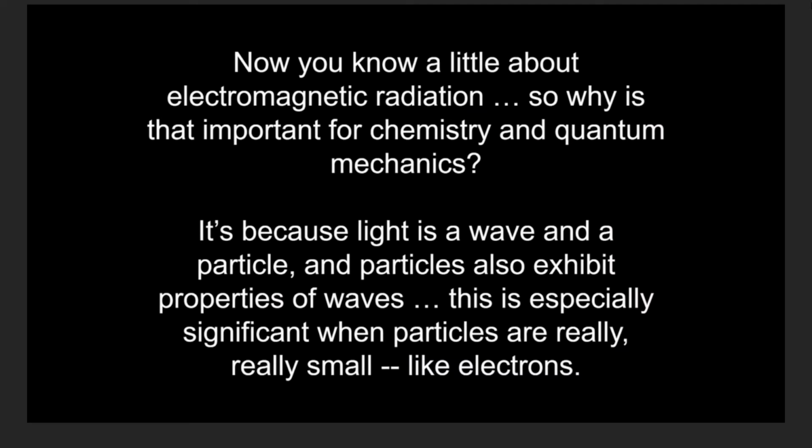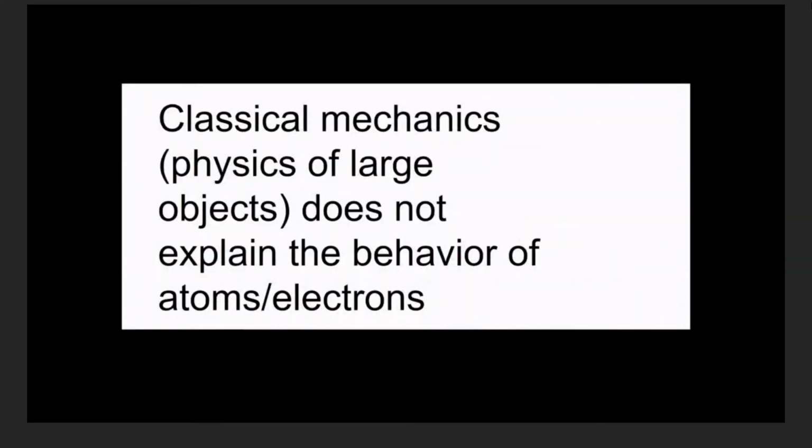So then it starts acting really weird, and that's where quantum mechanics comes in. Classical mechanics, if any of you have taken a physics class, it's probably been with classical mechanics, like if I toss this ball in the air, how is it going to move? It makes a parabola when it falls. That's the physics of large objects, and it does not explain the behavior of atoms and electrons.